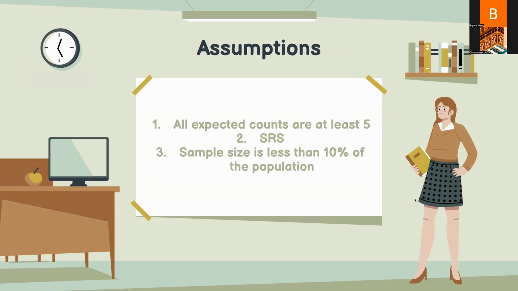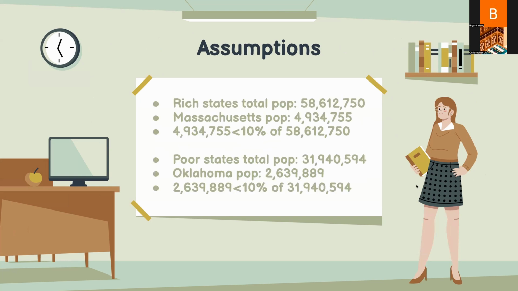So here are three assumptions. All expected counts are at least 5, it's a simple random sample, and the sample size is less than 10% of the population. So first, we'll look at the 10% condition for independence.